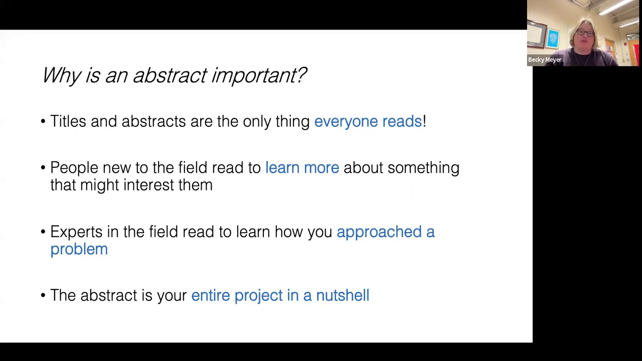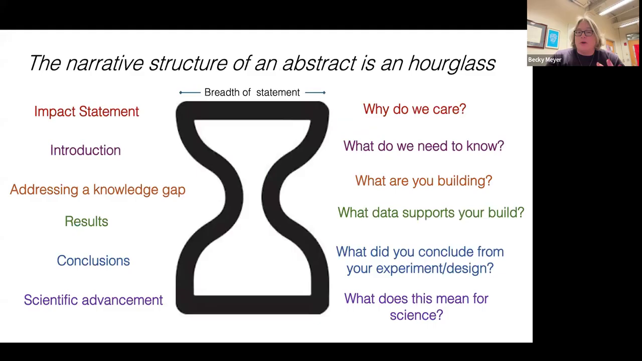So the best description for an abstract is that it's pretty much your project in a nutshell. You're going to kind of highlight every aspect of your project in the abstract itself, and then elaborate on all of those pieces when you're doing your actual presentation or your poster or any sort of manuscript. So, what I want to do for kind of the entirety of the talk is go through each of these pieces that I have on the slide.